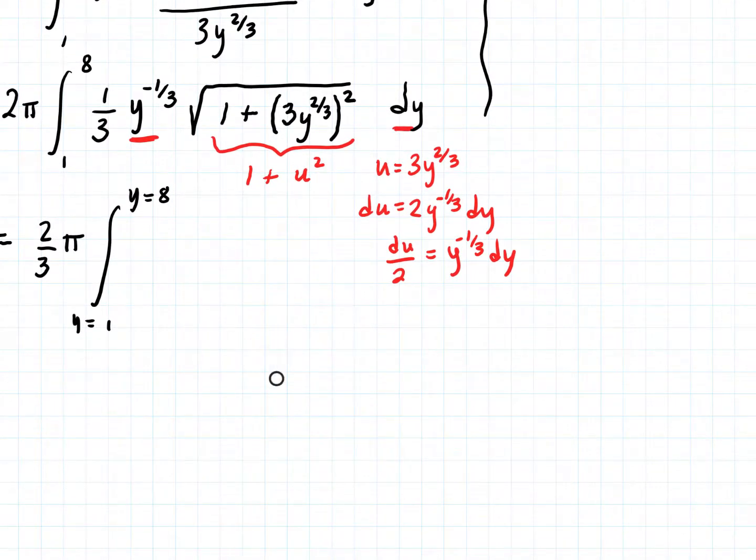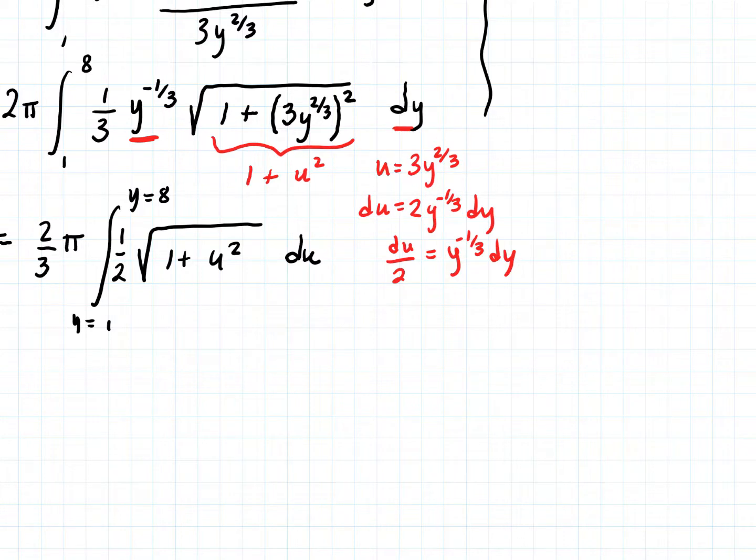This is going to become, we already pulled out the 1/3. So this is going to end up being the square root of, we're going to have a 1/2 from the substitution on the du. So 1/2, square root of 1 plus u squared du.